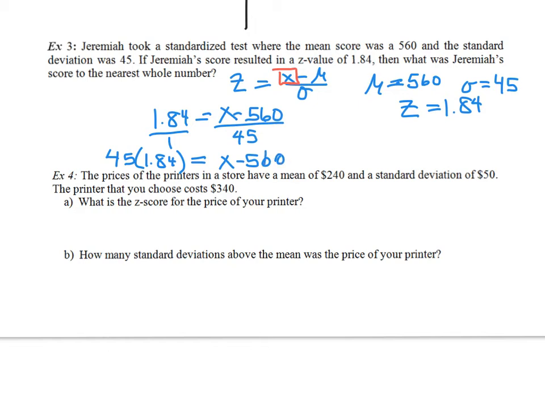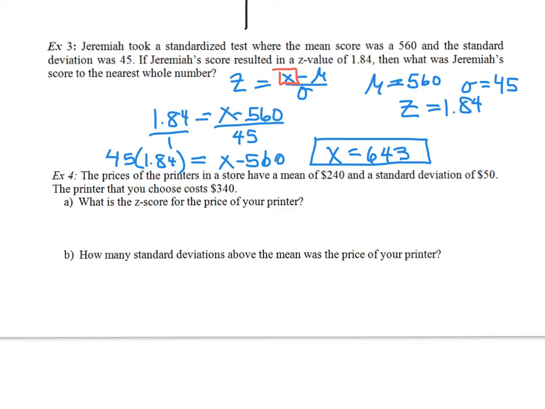So 45 times 1.84, I'm going to get that answer, and then I'm going to add on 560. So I get that Jeremiah's score must have been 643. So I can calculate any of the variables given 3 of the others.